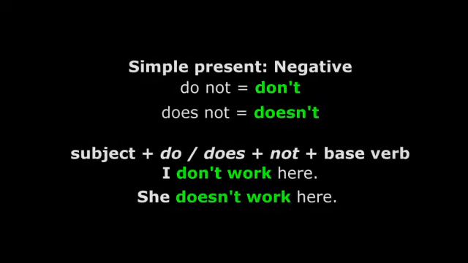If the sentence is negative, you need to add do not, or the contracted form don't, or does not, or the contracted form doesn't. Let's look at these examples. What's the difference in form?